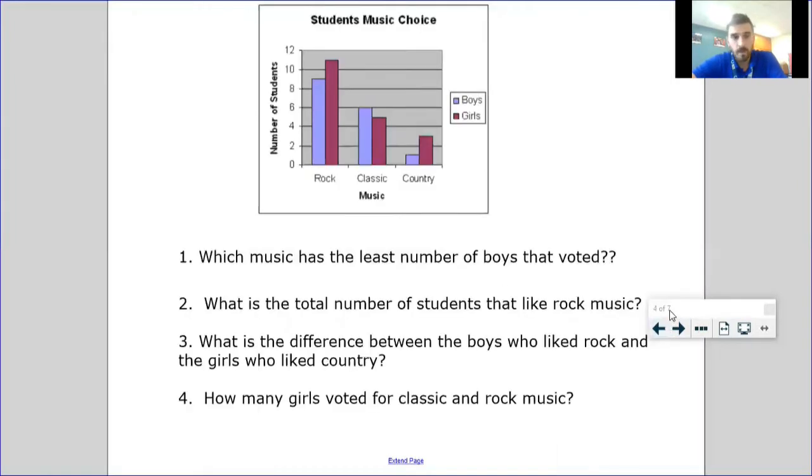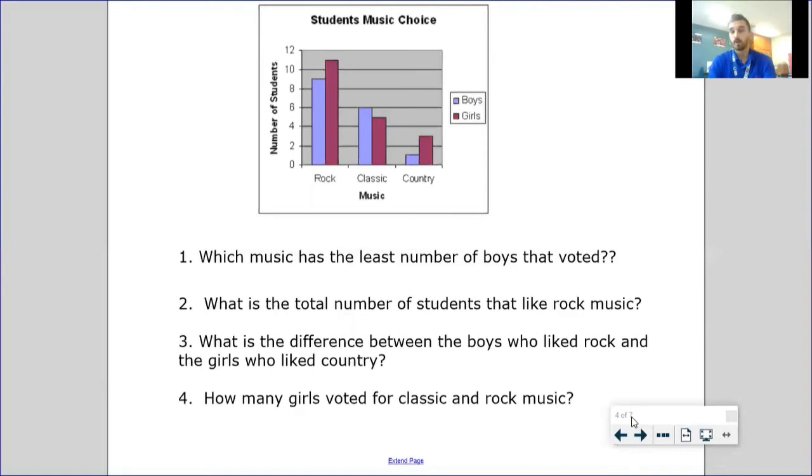Number 2 says, what is the total number of students that like rock music? So we're not saying boys, we're saying girls, we're saying students. So we got to take both of these bars and figure out our total by adding. If we follow the boys bar for rock, they've got 9. Look at the girls, they're in between 10 and 12, which gives us 11. And if we did 11 plus 9, that would give us a total of 20 students that like rock music.